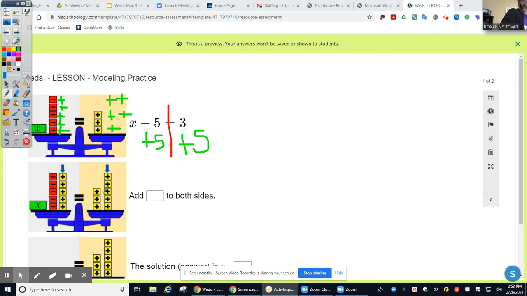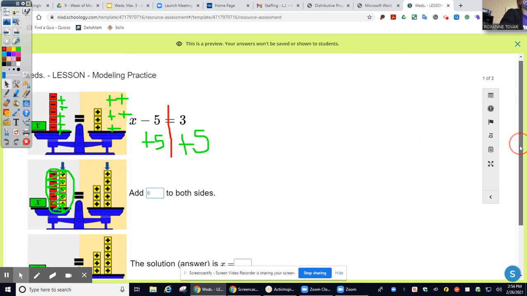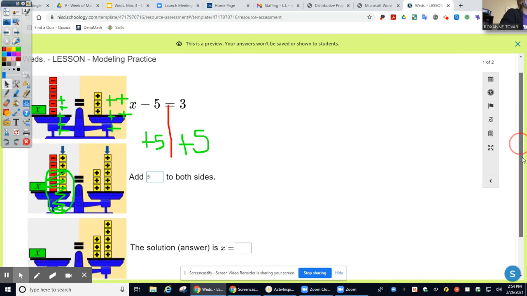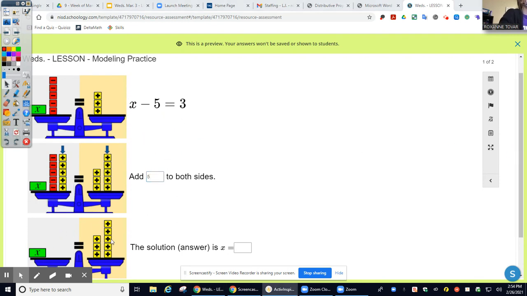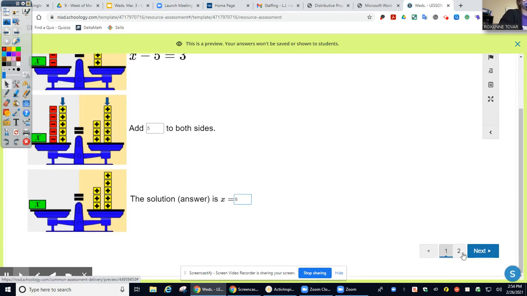Kind of like what's already shown in the picture. So if we add 5 positives to the side with x, everything is gone. So remember, we have to add 5 to both sides of the equation. And then if you see here, after everything's gone on this side, we are now left with 8 positives on this side. So our answer is x equals 8.